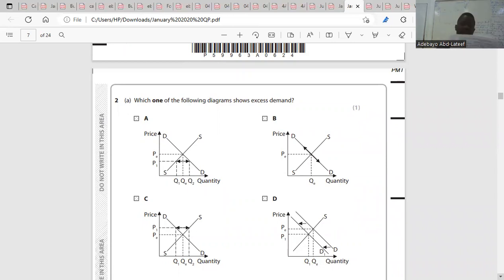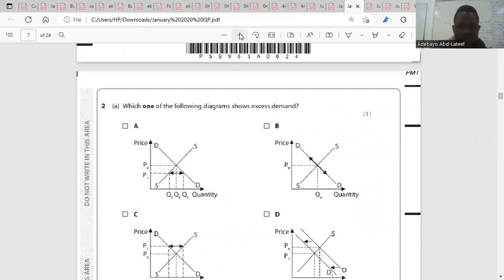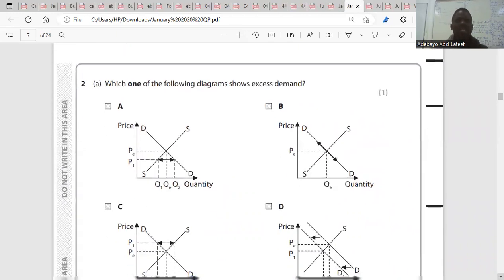Now look at question 2. It said, which one of the following diagrams shows excess demand? Okay, I have to expand it. Okay, it's fine now. When we talk about excess demand, it means the quantity demanded in the market is more than the quantity supplied. And the only time we could have an excess demand is when the price falls below the equilibrium price. Please take note of what I just said now. We have excess demand, we have excess supply. What are the conditions that will warrant excess demand? Excess demand is as a result of a fall in the price of a product below the equilibrium price.